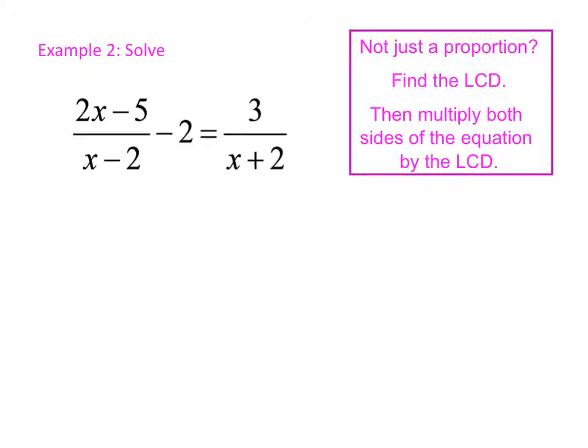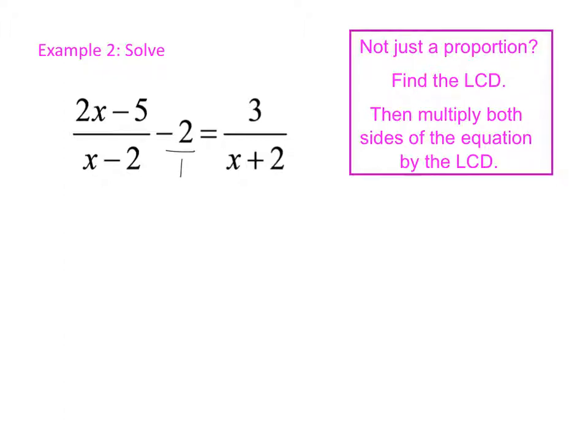Now, if you don't just have a proportion, you are going to have to find the LCD, which stands for least common denominator. Then we will have to multiply both sides of the equation by the least common denominator so that you have a common denominator. So let's take a look at this example. You can tell this is not a proportion equal to a proportion because of this negative 2. It's not a fraction equal to a fraction because we have that minus 2. So we are going to have to find the LCD, least common denominator.